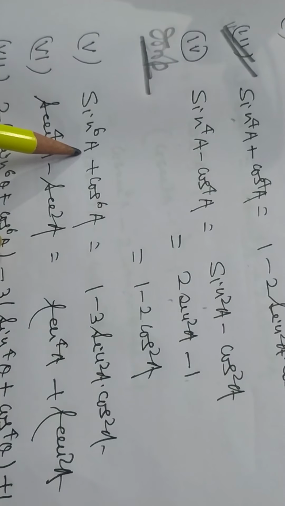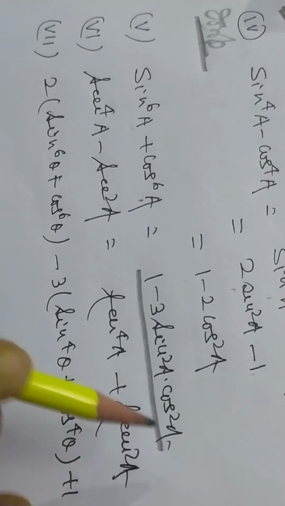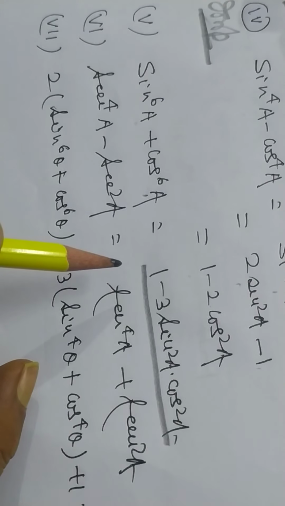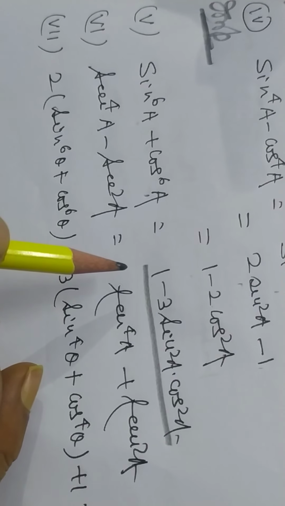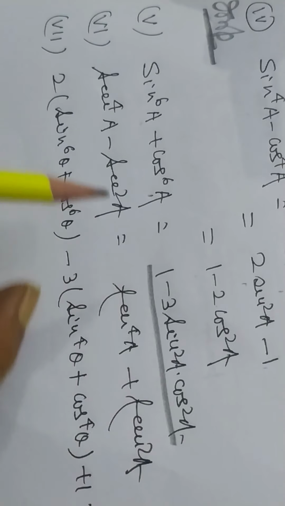And it is sin to the power 6a plus cos to the power 6a is equal to 1 minus 3 sin square a into cos square a. You must remember this result. And this is also very important for the purpose of examination. You must solve this problem by 2 ways. I will discuss later on.